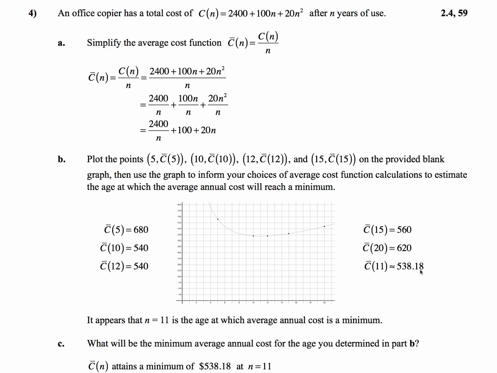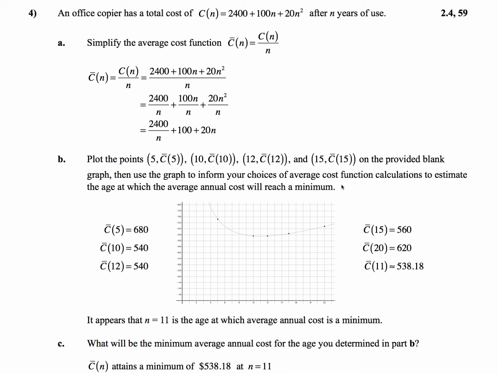Now, we were only asked to evaluate at 5, 10, 12, and 15 years, but after we do and plot those on the graph, we'll see that the function is decreasing to a certain point, and then it looks like it's increasing again, and so I threw in 20n, even though it wasn't requested in the question, to confirm that for myself. And then it says that we're to use the graph to inform our choices.